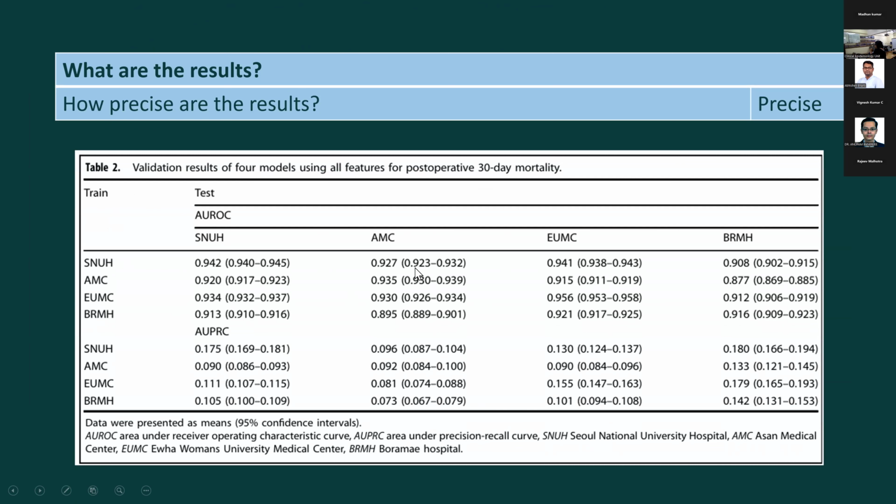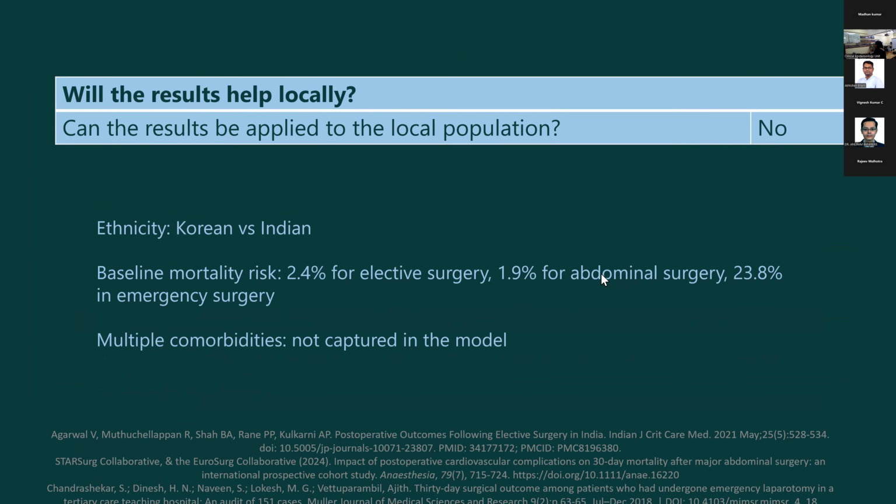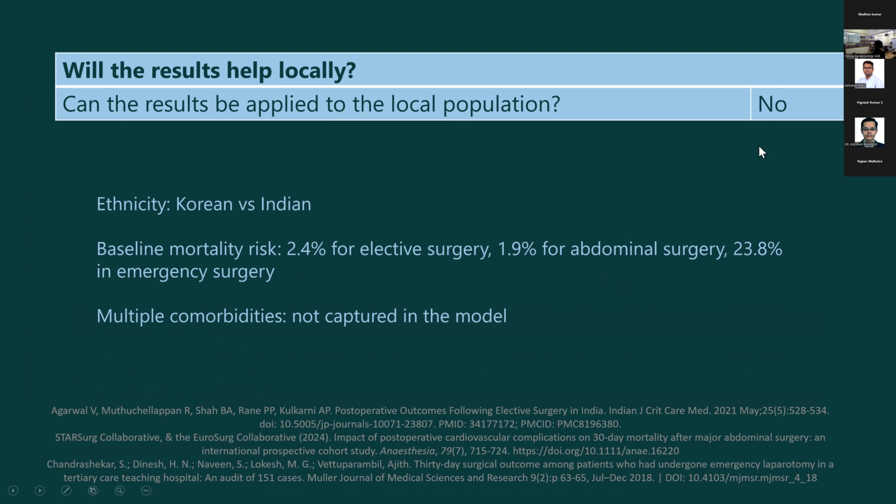So how precise are the results? The confidence intervals are narrow and the results are precise. And can this be applicable to our local population? One thing we have to consider is the ethnicity. So these were done on Koreans. And while looking at the Indian population, we need further studies.